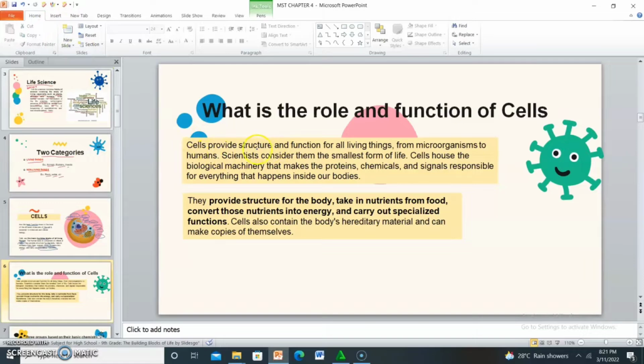Cells provide structure and function for all living things, from microorganisms to humans. Scientists consider them the smallest form of life. Cells also provide structure for the body, take nutrients from food, and convert them into energy for our body. So those are the main functions and role of cells.